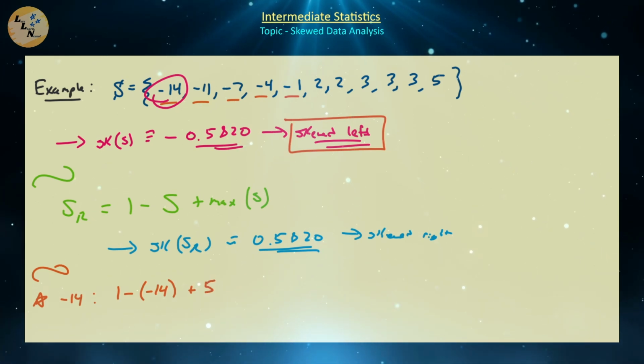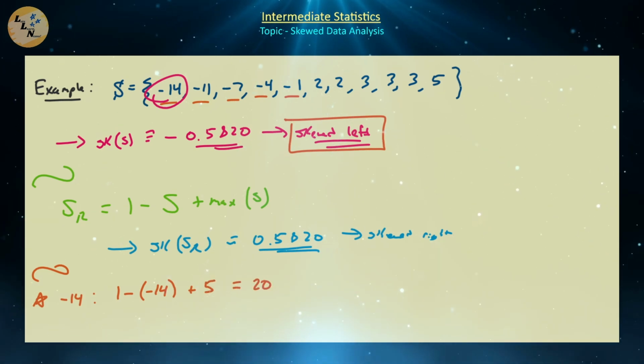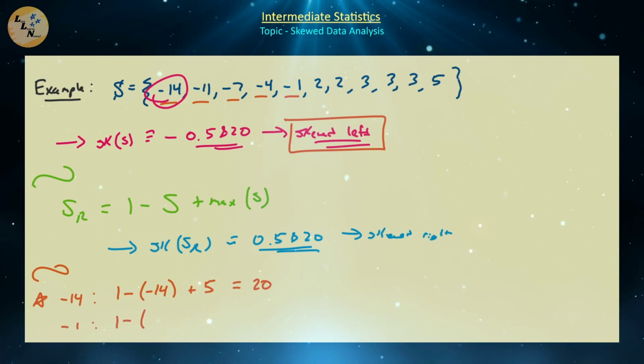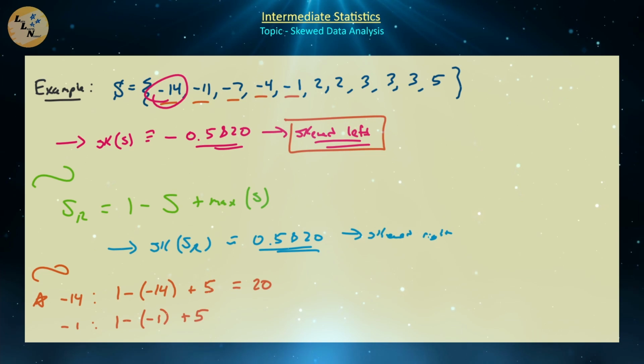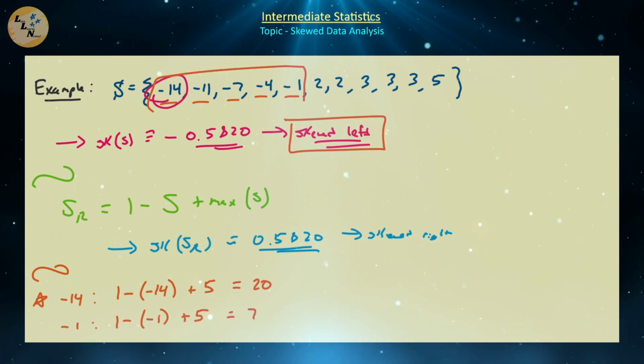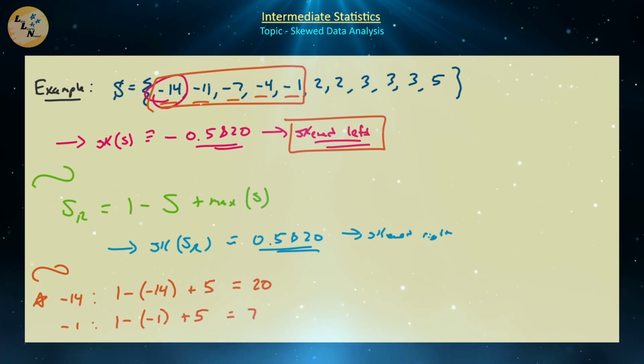So that's going to be 15 plus 5, that's going to be equal to 20. What about negative 1? So negative 1 is going to go to 1 minus negative 1 plus 5, and that's going to go to 5 plus 2, which is going to be equal to 7. So all these negative values have been mapped to a positive number.